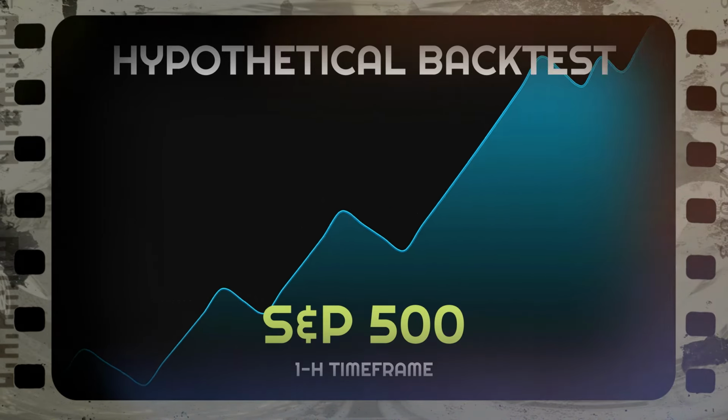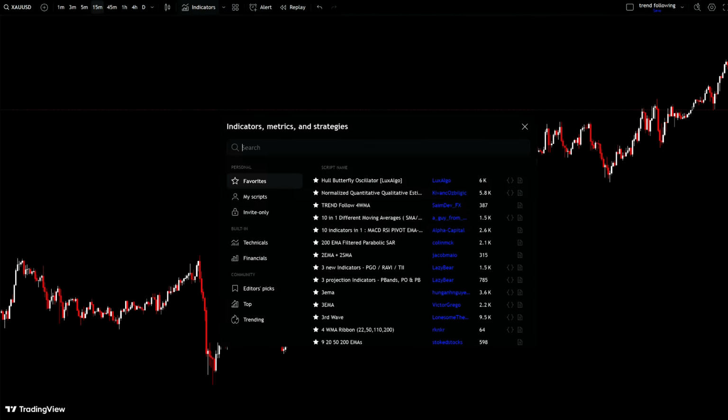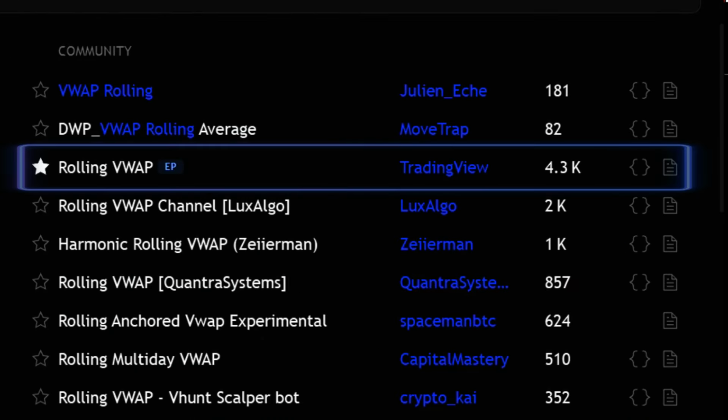In the indicator section, type rolling VWAP in the search bar, hit enter, and click on this one to add it to the chart.